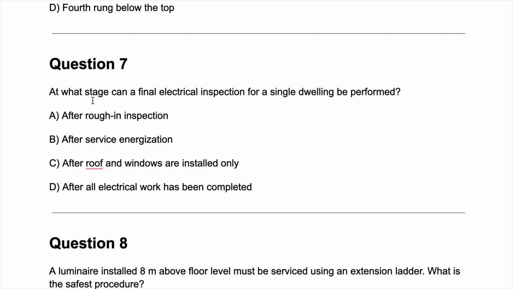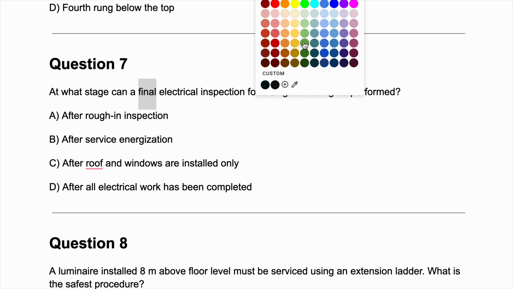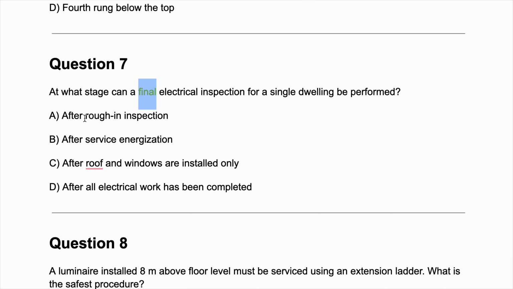Question 7. At what stage can the final electrical inspection for a single dwelling be performed? So, the inspection for the single dwelling after rough-in for final. This is an important one. Final inspection. After rough-in inspection, after service energization, no. After roof and window are installed, no. After all electrical work has been completed, this one is the correct one.